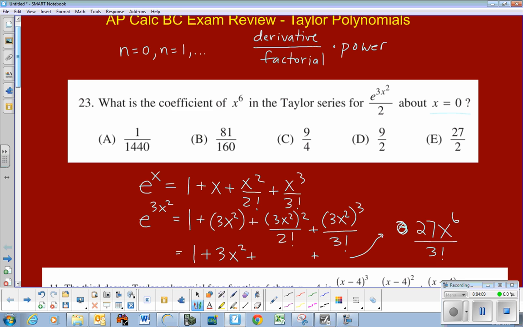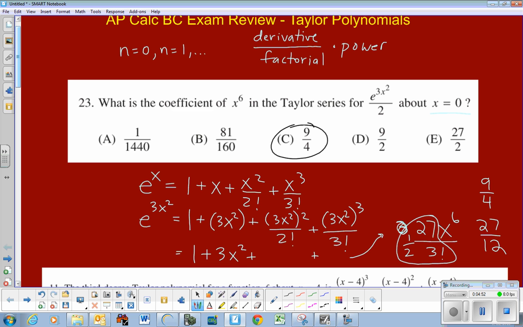So this is the x to the 6th term in e to the 3x squared, but remember we're doing e to the 3x squared divided by 2, so let me just multiply this by a half to get that 2 from the question. So the coefficient of x to the 6th is 27 over 2 times 3 factorial. 3 factorial is 6, so that's 27 over 12, and then I can divide both of those by 3 to simplify, and that makes 9/4. All right, so our answer, 9/4.